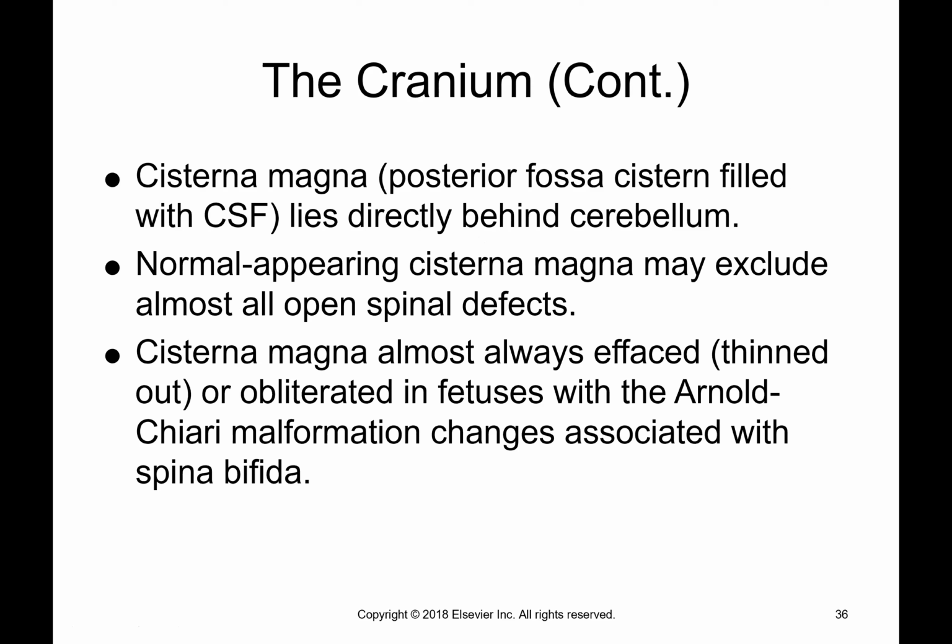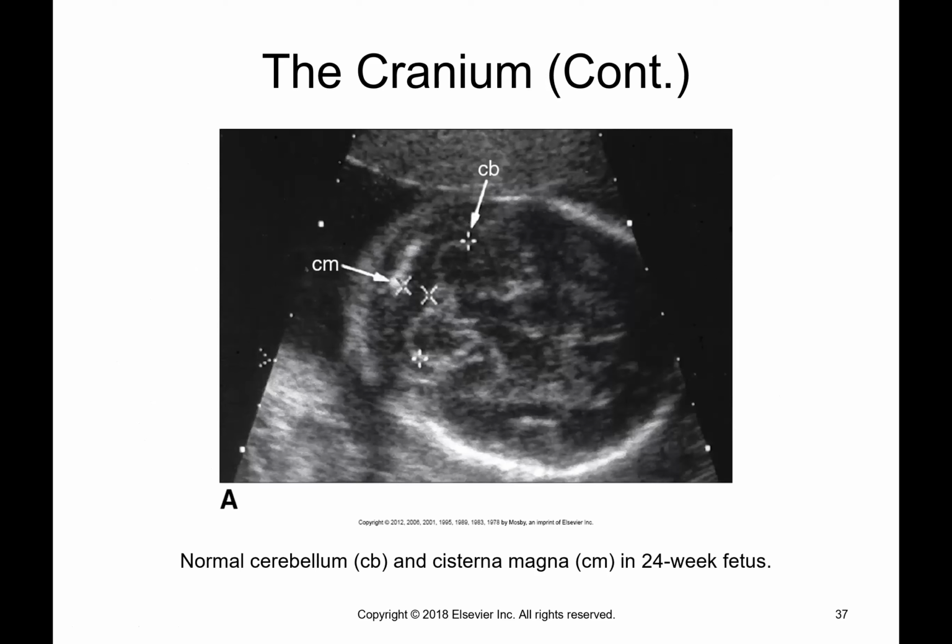Again, for another chapter, the cisterna magna is almost always effaced or thinned out or obliterated in fetuses with Arnold Chiari malformation changes associated with spina bifida, but again, we'll talk about that later. You want to see a normal cisterna magna. You want to see it at least 2 millimeters. You want to see it up to 10 millimeters. Past 10 millimeters, there could be something else going on.